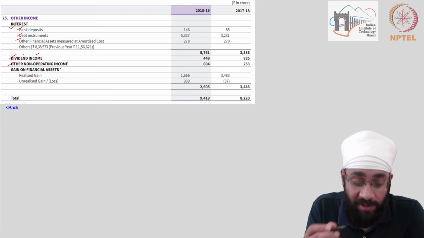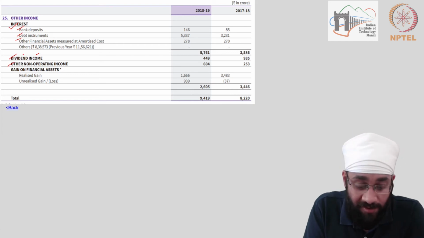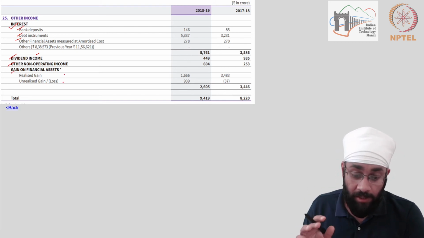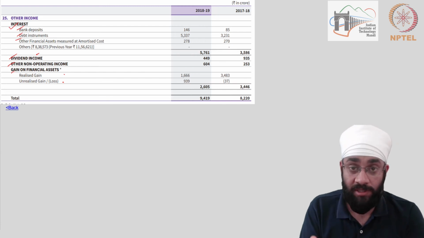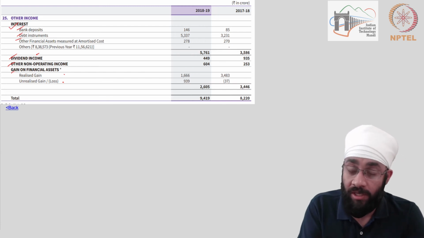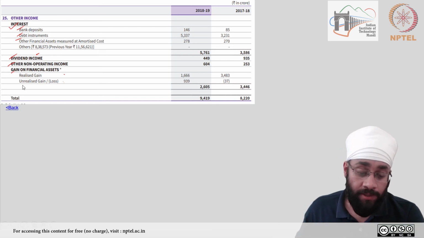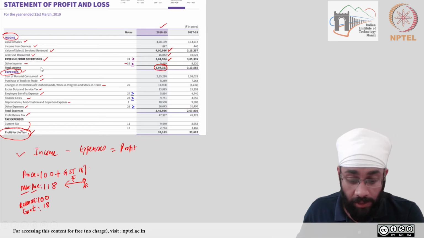Other non-operating income. So they also call it non-operating income. And there are some gains, some advance items. We don't have to worry about that right now. But again, financial income, or income from financial assets, is what is counted under the non-operating incomes.